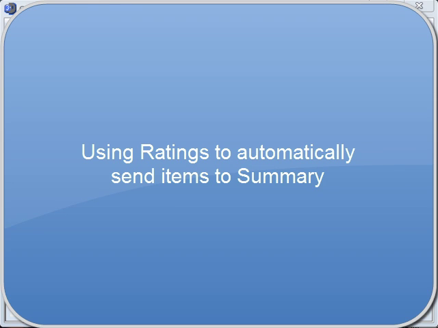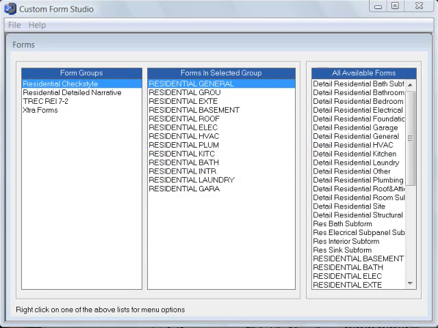In this video, we will learn how to set your ratings to automatically mark items for summary. If you are using ratings in your inspection report to highlight positive or negative aspects of the property being inspected, it's easy to use those ratings to automatically merge information into a final summary. This option is easy to turn on and off or adjust at any time.